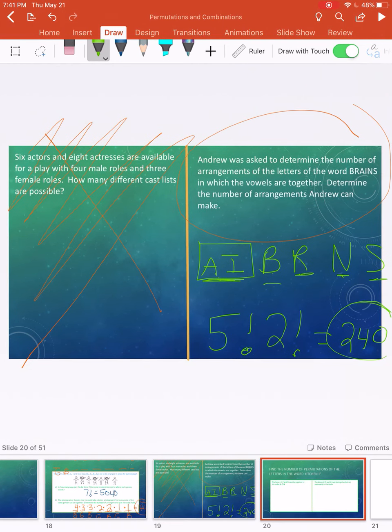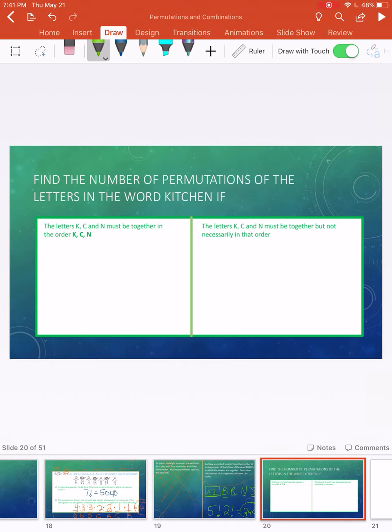as my answer. Okay, find the number of permutations of the letters in the word kitchen. The letters K, C, and N must be together in that order, K, C, N.